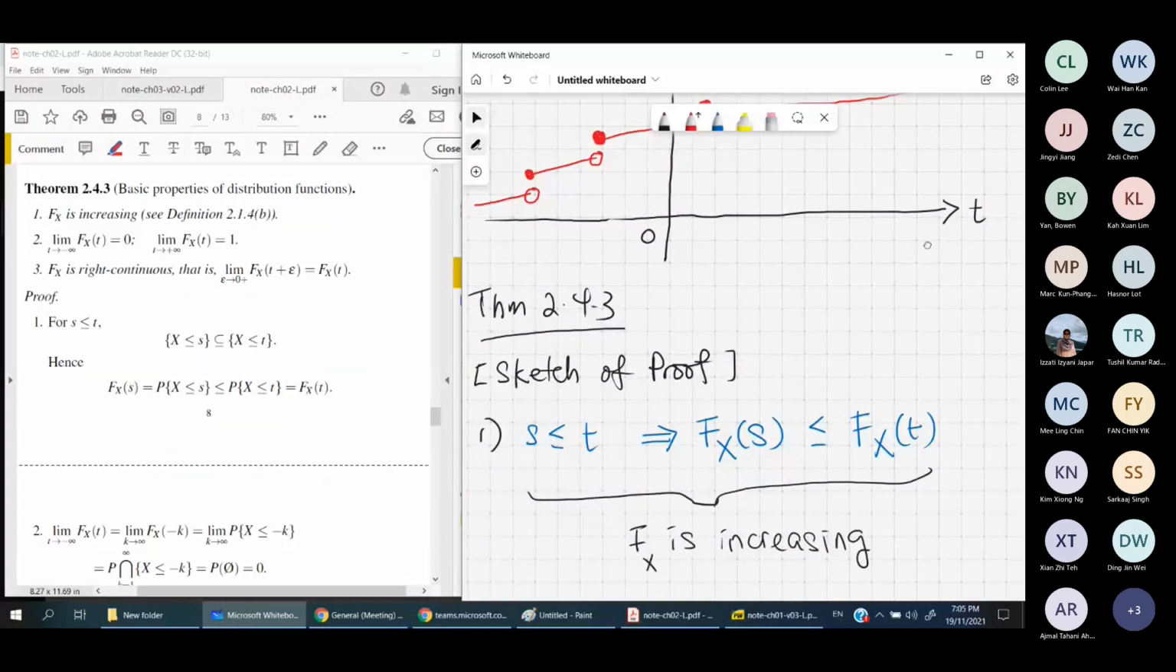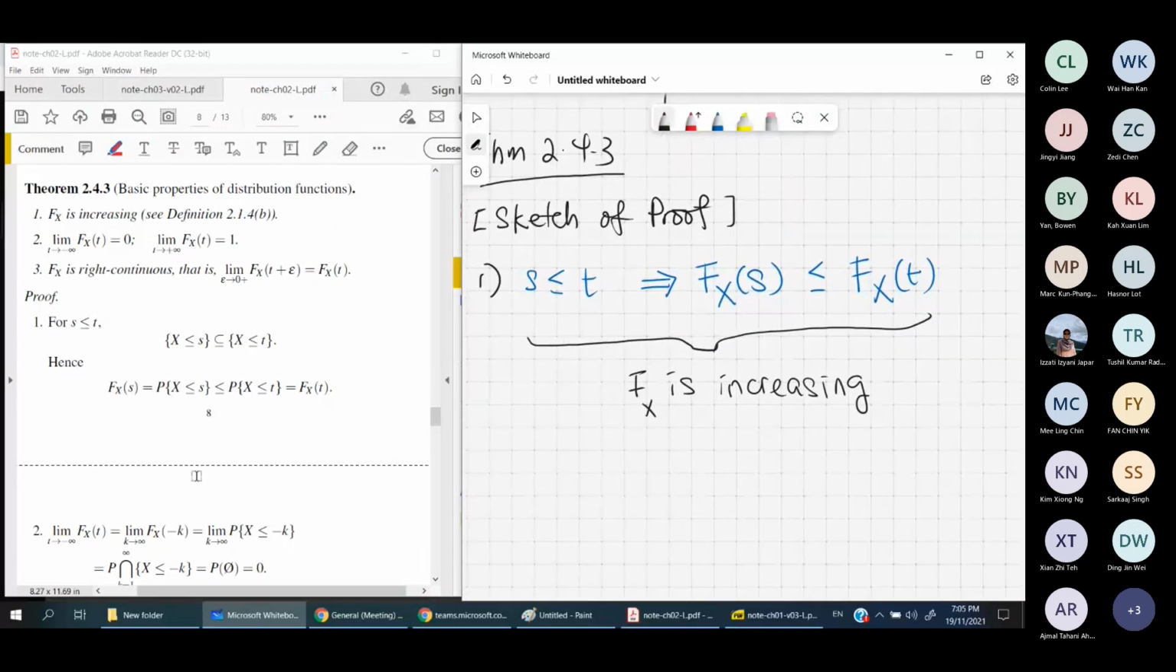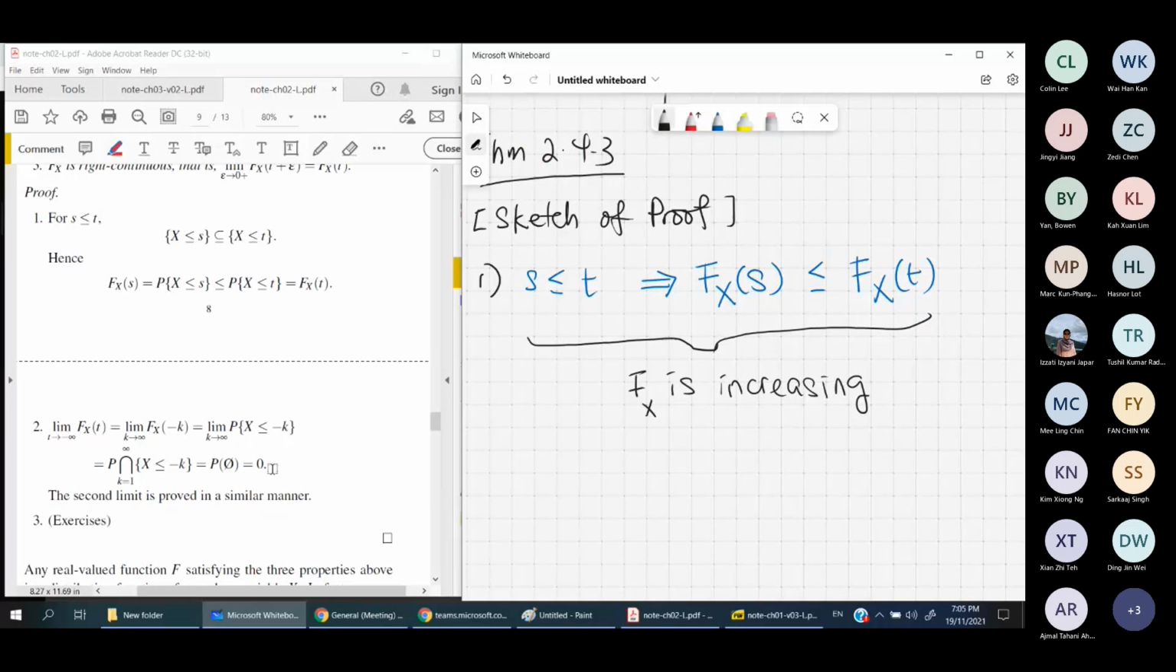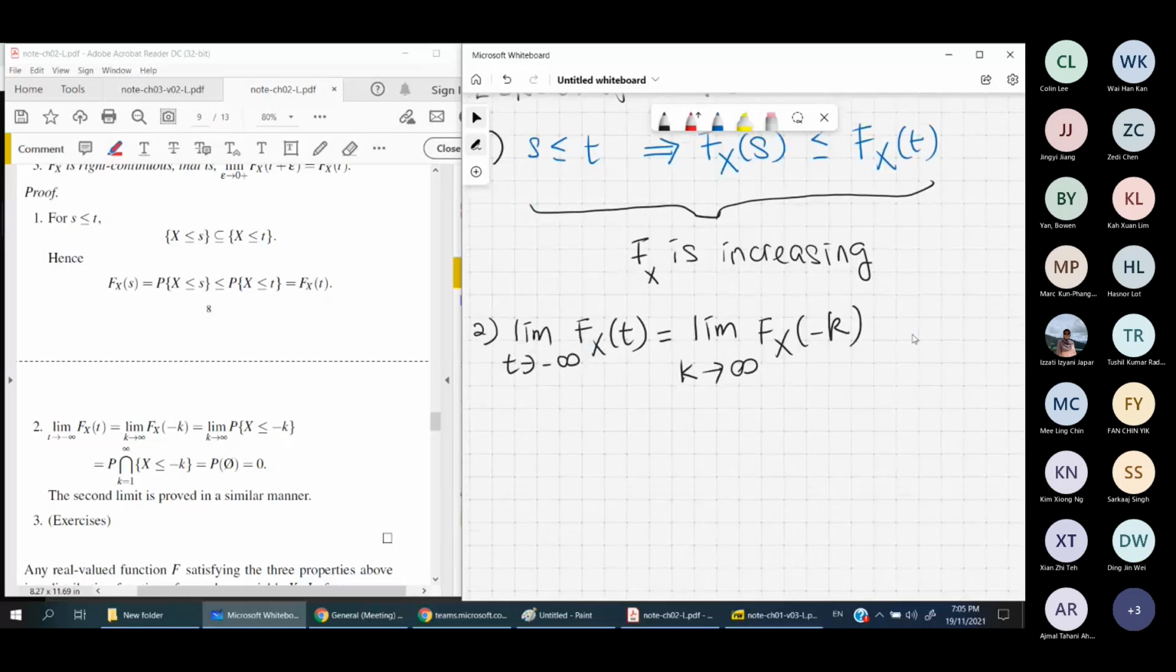Next, the limit things. I just look at one of them, and the other one you can do similarly. Number two. The limit as t goes to minus infinity of F_X(t) is equivalent to considering the limit as k goes to infinity of F_X(negative k), where k is an integer. According to the definitions, this equals the limit as k goes to infinity of P(X less than or equal to negative k).